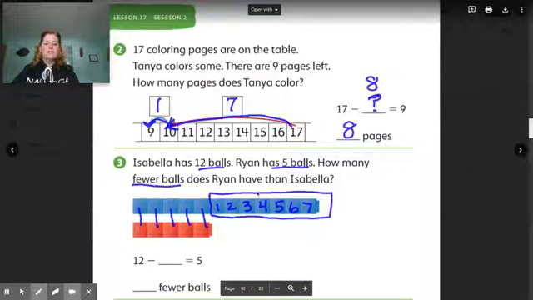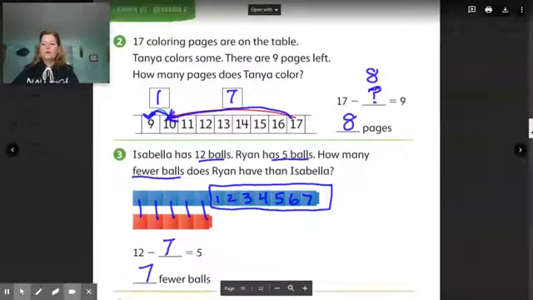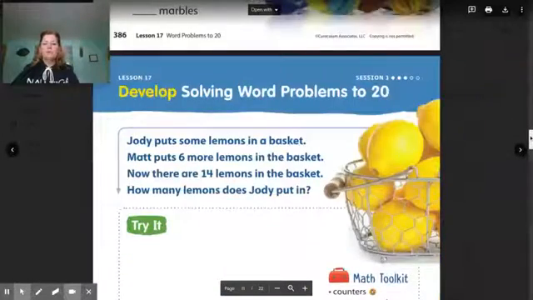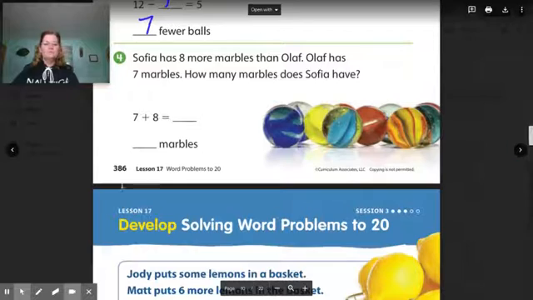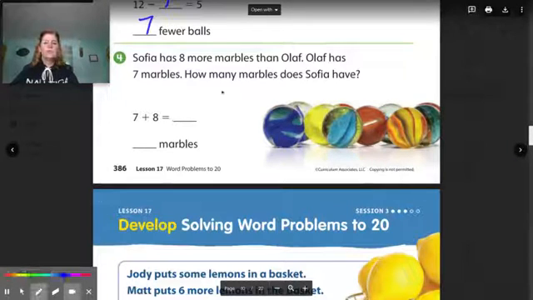5, 6, and 7. So there are 7 blocks, excuse me, 7 balls that Isabella has that Ryan does not. Ryan would need 7 more to have the same amount. So he has 7 fewer balls. All right, let's keep going. Oh, one more. I almost went too far, friends.